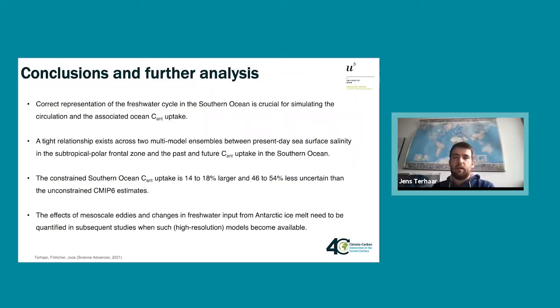The freshwater cycle in the Southern Ocean is really important for the correct circulation and the anthropogenic carbon uptake in the Southern Ocean. We found that the most important parameter for the anthropogenic carbon uptake is the sea surface salinity in the subtropical polar frontal zone. And that helps us to reduce uncertainties by around 50%.